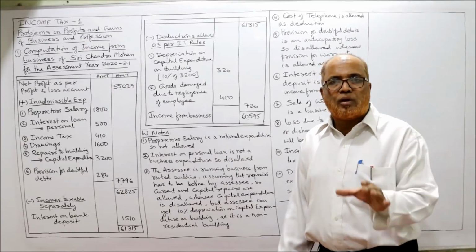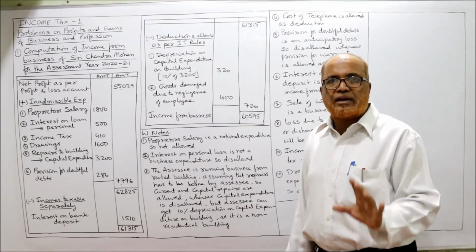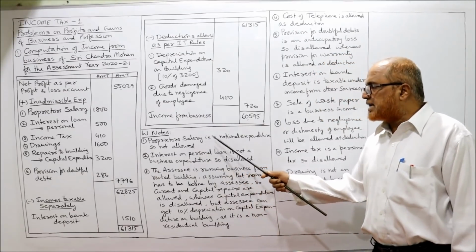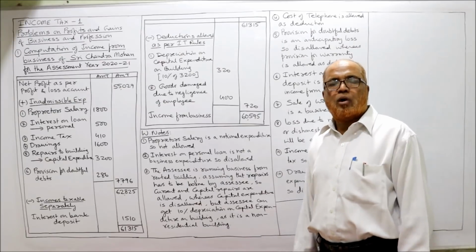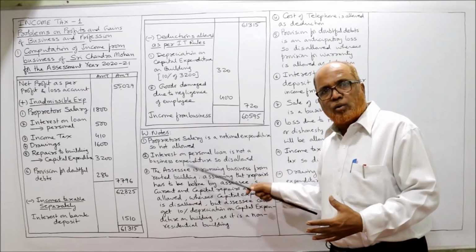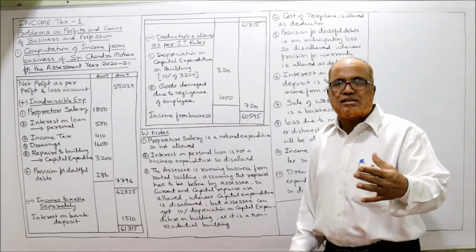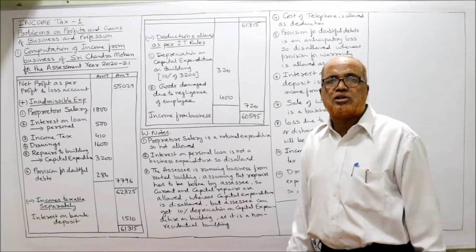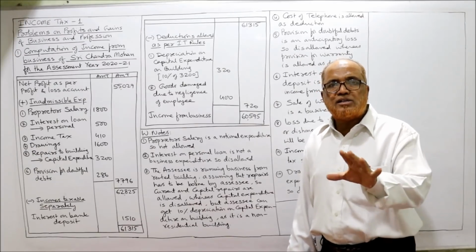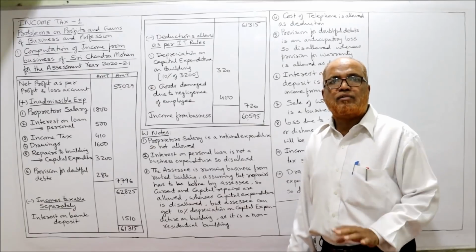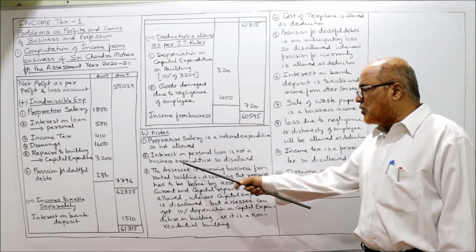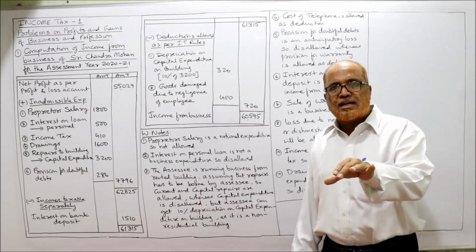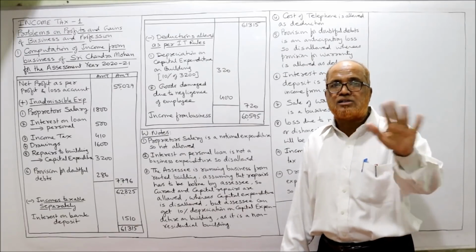In examination, you should write at least a few working notes regarding the items, how you have treated, why you have treated. Proprietor's salary is a notional expenditure, so not allowed. Already I explained it, but it is better to write in working notes. Salary to staff is allowed, but salary to proprietor is imaginary expenditure, not a real expenditure. Proprietor is not allowed salary. He will get the profit from the business. Interest on personal loan is not a business expenditure, so disallowed. Business loan is taken, interest is allowed. If personal loan is taken, interest is not allowed.